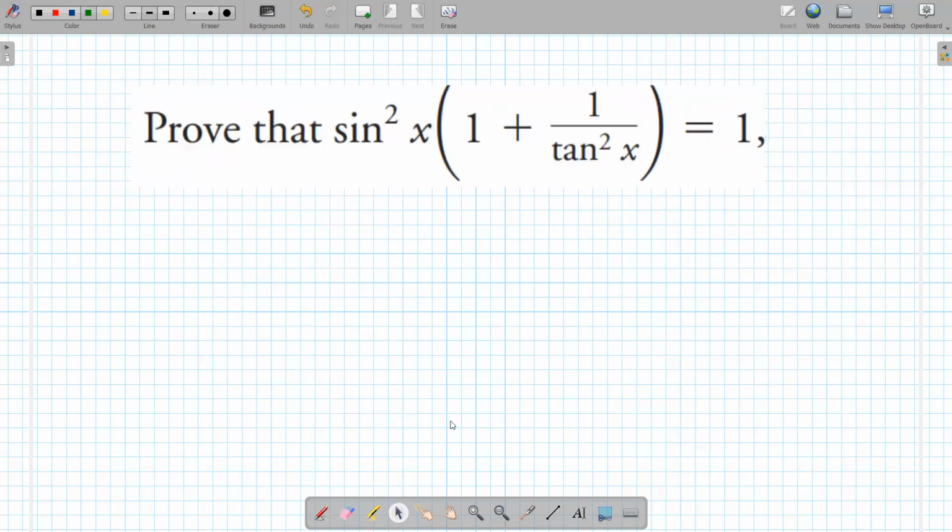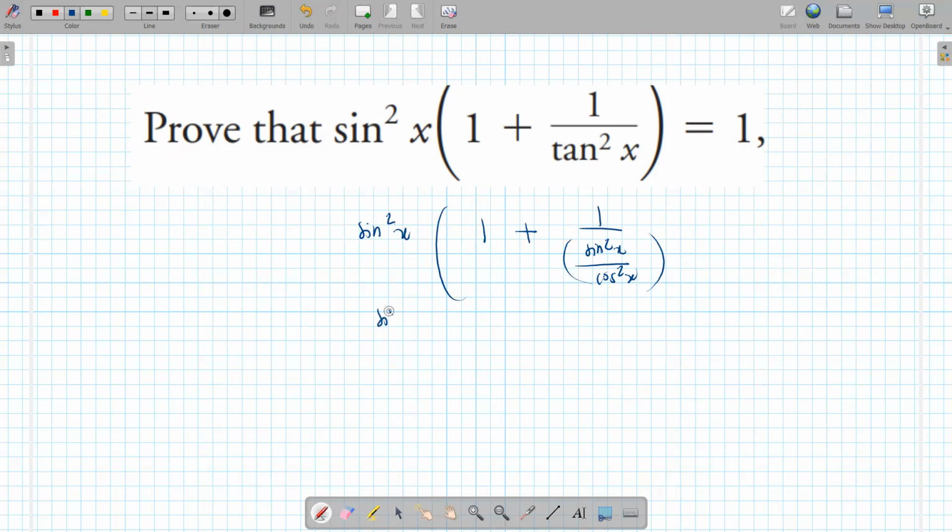Do you want to start on the left side or on the right side? The left side. Yeah, there's no point starting on the right side. There's nothing you can do. So let's start on the left side. And again, the only thing we can do is change that tan into sine squared over cosine squared. Now think about this long and hard. This cosine squared, is it going to go to the numerator or is it going to go to the denominator? The numerator. Yeah, it's going to go to the numerator.